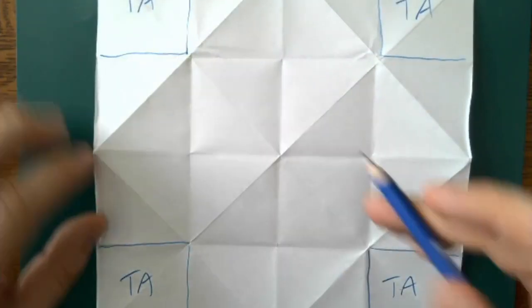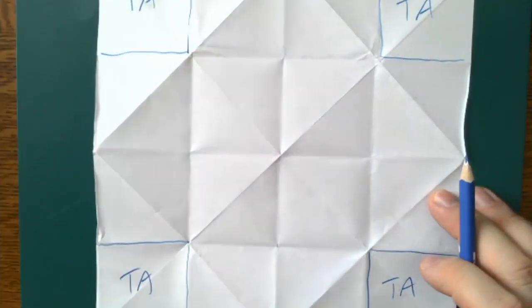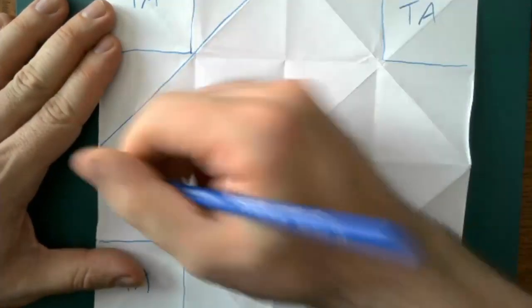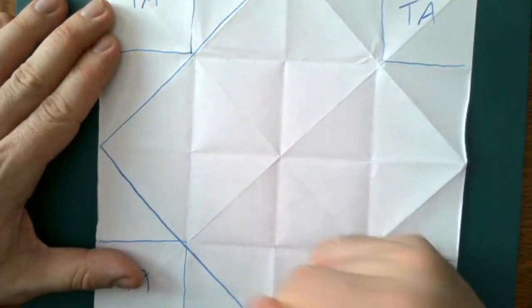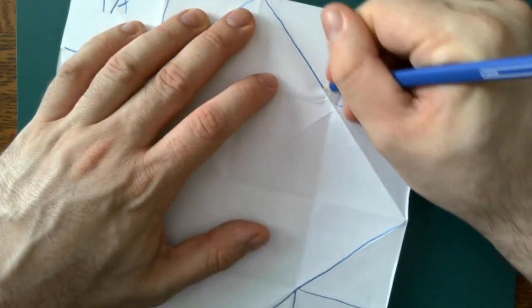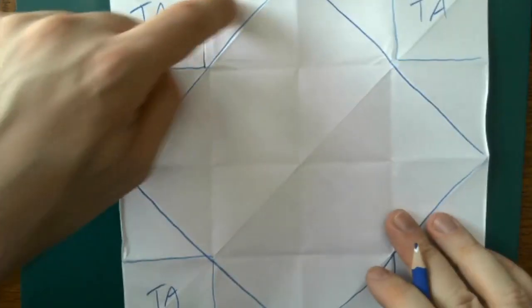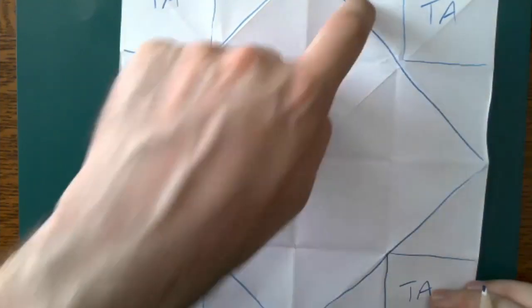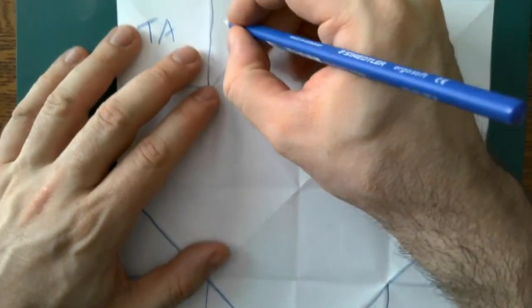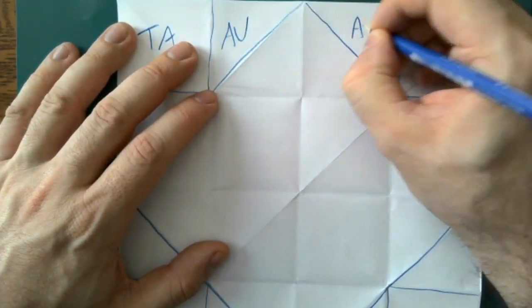All right, then there's a great big square crease that goes all the way around. We're just going to follow that all the way along. And all the little outer triangles that were made by that big square, these are going to be your attack vectors. So I'm going to put AV.